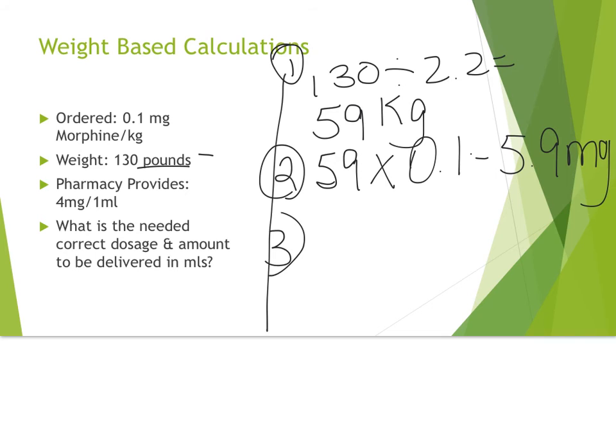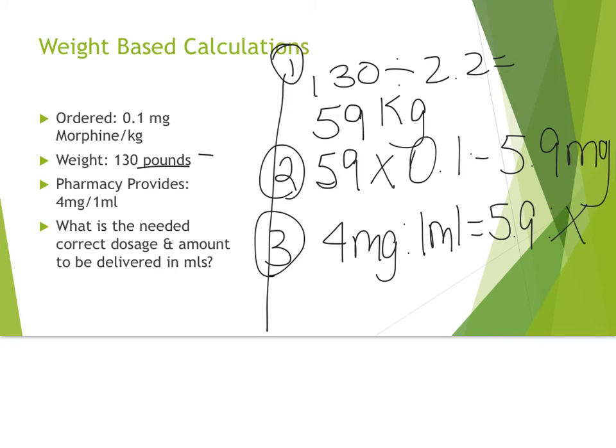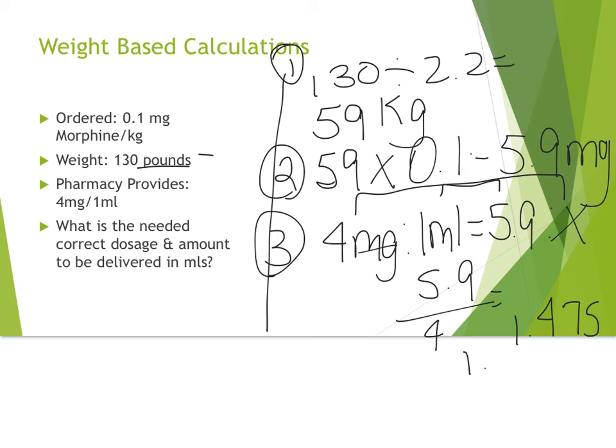So let's say then the next step is pharmacy sends us 4 milligrams of morphine in 1 mL, and we know we need 5.9 milligrams, and we're solving for x. And we know our milligrams cancel out. We know 1 times 5.9, or our inside numbers, is 5.9, and our lower numbers go together over 4. And so we have 5.9 divided by 4. And so this patient would receive 1.475 or 1.5 mLs of morphine.